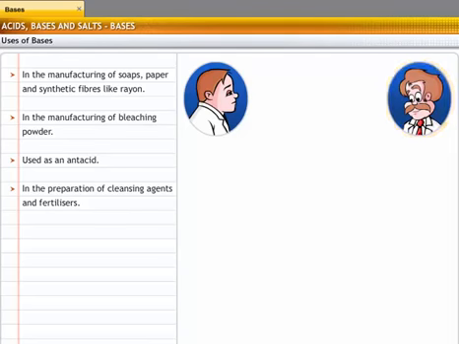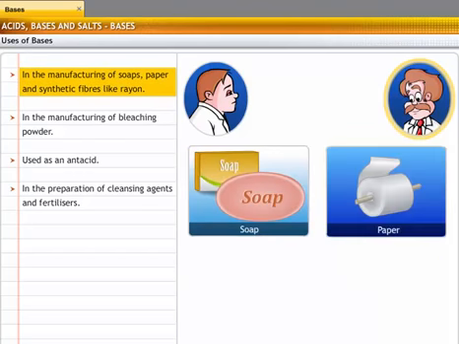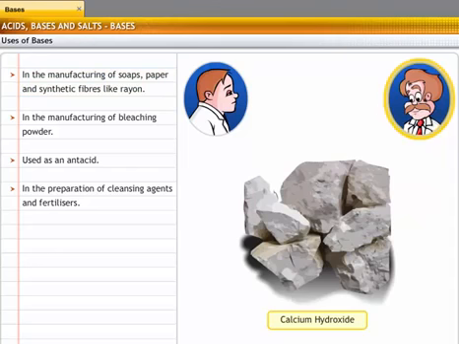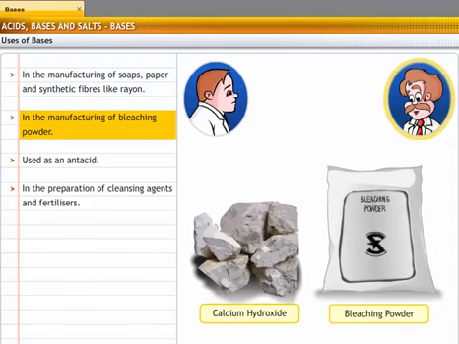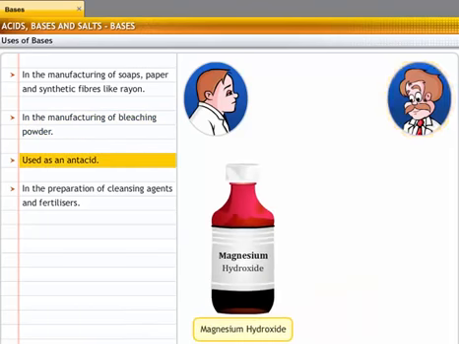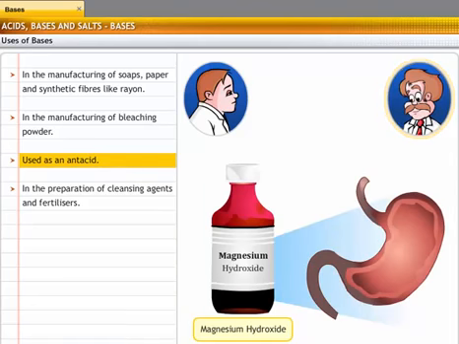Bases like sodium hydroxide are used in the manufacture of soaps, paper, and synthetic fibers like rayon. A base like calcium hydroxide is used to manufacture bleaching powder. Bleaching powder is used as a disinfectant. Magnesium hydroxide is used as an antacid to neutralize the acid produced in the stomach. This is similar to the one you have taken to obtain relief from your acidity problem.